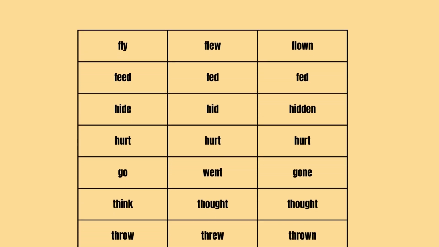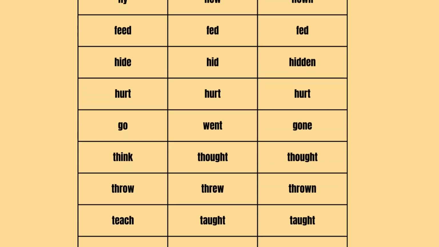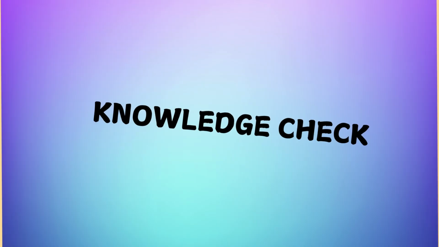And here we have a list of verbs in their different forms, their simple past form and their past participle form.